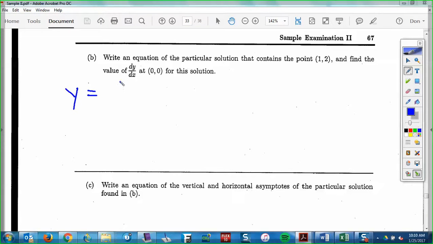X over x plus c. Our solution is x over x plus c. Don't forget that now. The solution is the original function, right, in a differential equation. So y is equal to x over x plus c.